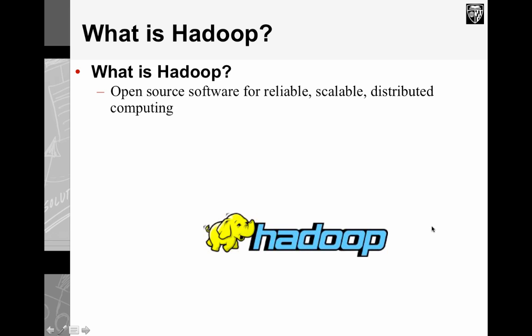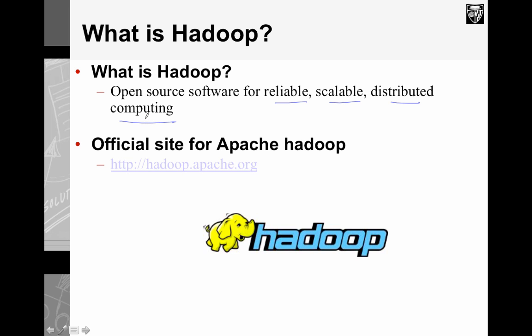What is Hadoop? Hadoop is an open source project for reliable, scalable, distributed computing. The official site for Hadoop is hadoop.apache.org. When you get a chance, visit the site to look at the Hadoop project and the various sub-projects. You can even download the Hadoop software from here, install it, and make it work within your machine. It works in a single machine or across distributed machines.